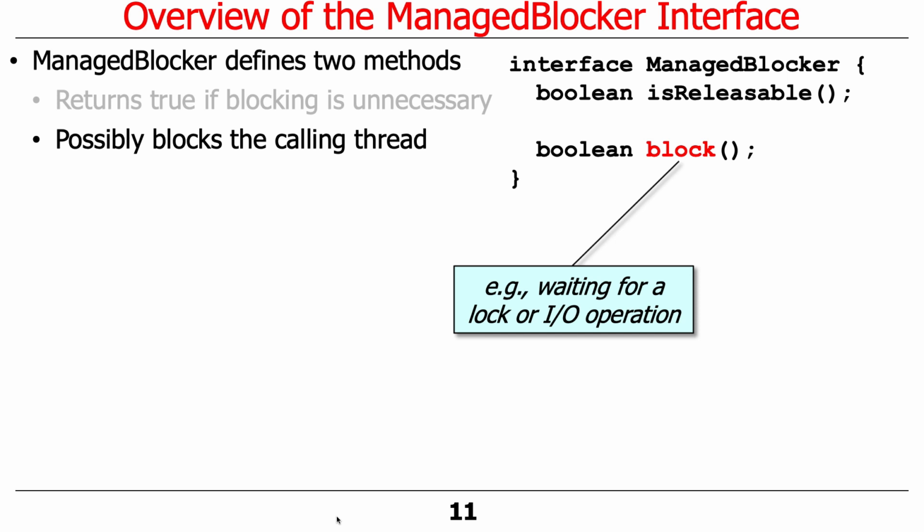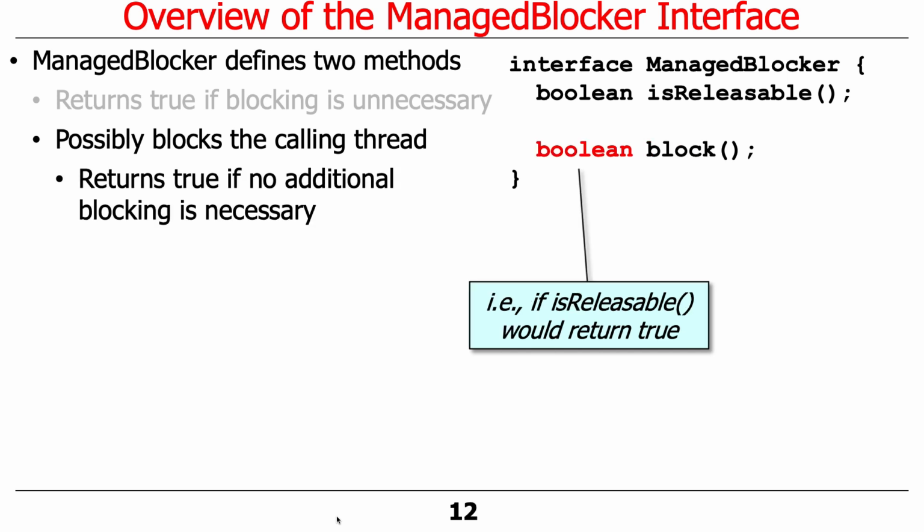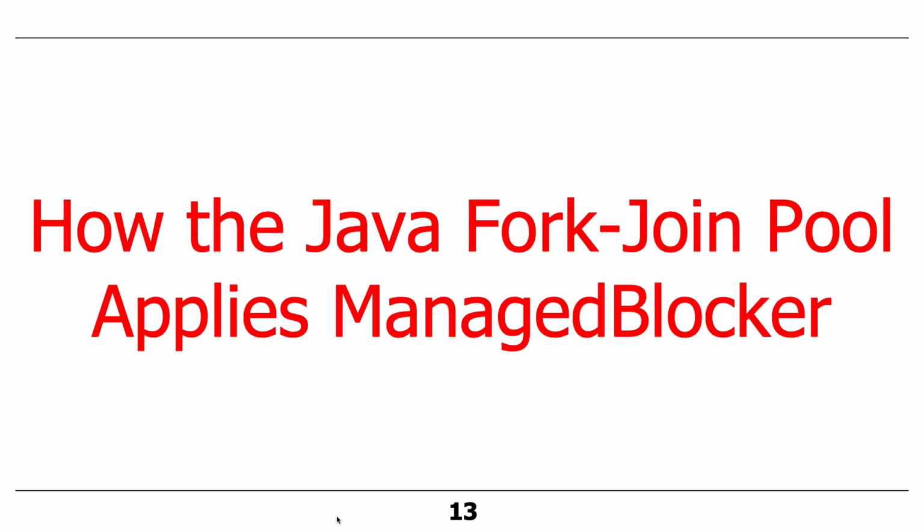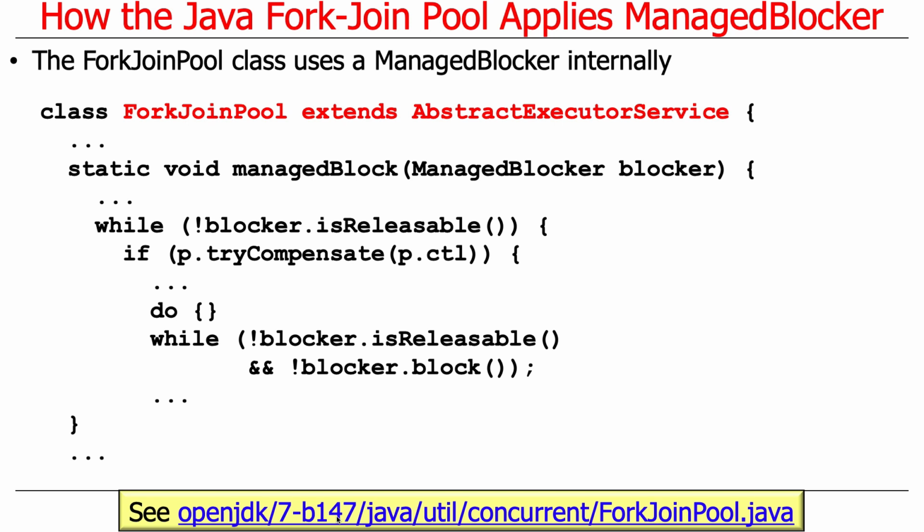The second method is called block, and typically the way this works is if IsReleasable comes back and says, nope, sorry, I couldn't get it with a non-blocking operation, then the blocking method will be called. And that's an indication to the framework that, oh, we actually are going to have to block. It returns true if no additional blocking is necessary. But that's not typically the case. So let's take a quick look and see how this stuff gets implemented. And then next time we'll come back and see how it gets applied as an end user.